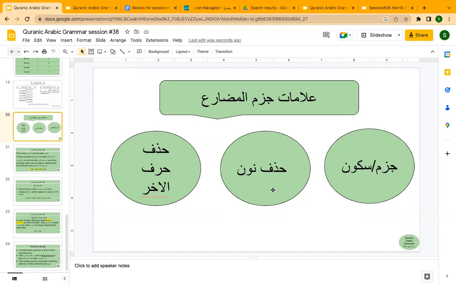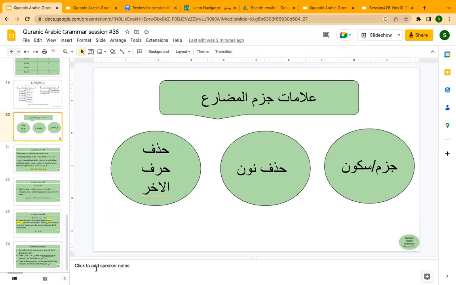Please, if anyone has any confusion, kindly write in Sister Faiza's group right away, because this is something that you have to understand. If this will happen in cases when the last letter of a word is alif, waw, and ya, what will you do if you have to make that mudari majzoom? You will drop it. Drop the last letter. Drop that alif, drop that ya, or drop that waw. Is it clear? I hope it is.